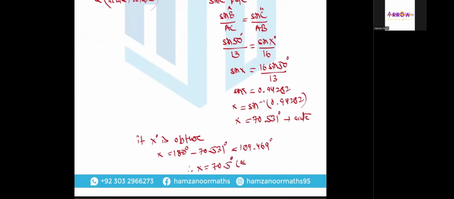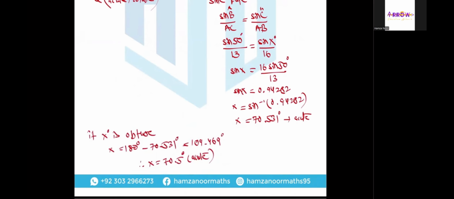In this case, x is acute, and x is equal to 109.5 degrees. In this case, angle x is obtuse. So this is basically the ambiguous case.